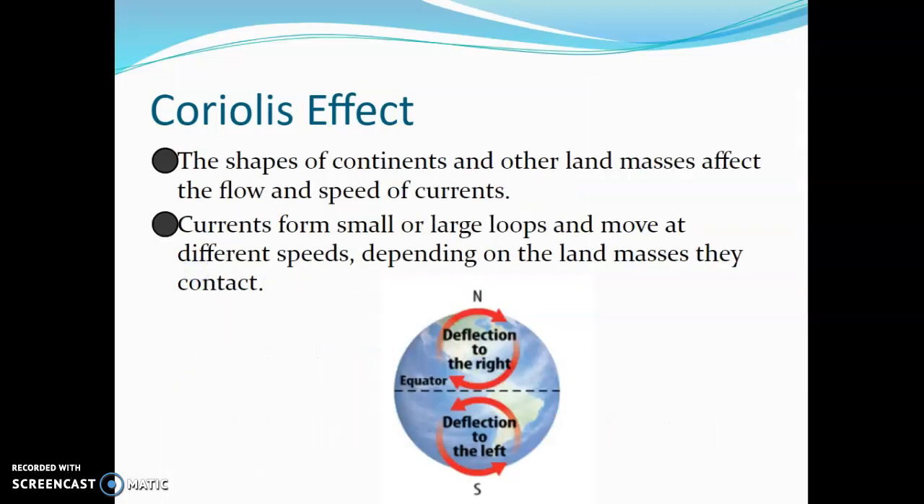The shapes of continents and other land masses affect the flow and speed of currents. So the continents themselves, these big land masses, kind of get in the way. Currents form small or large loops and move at different speeds depending upon the land masses that they are contacting.